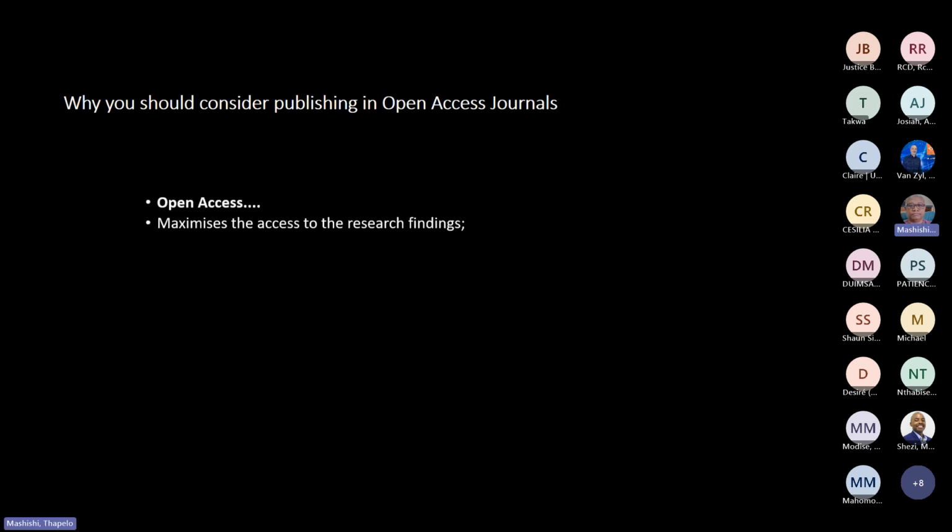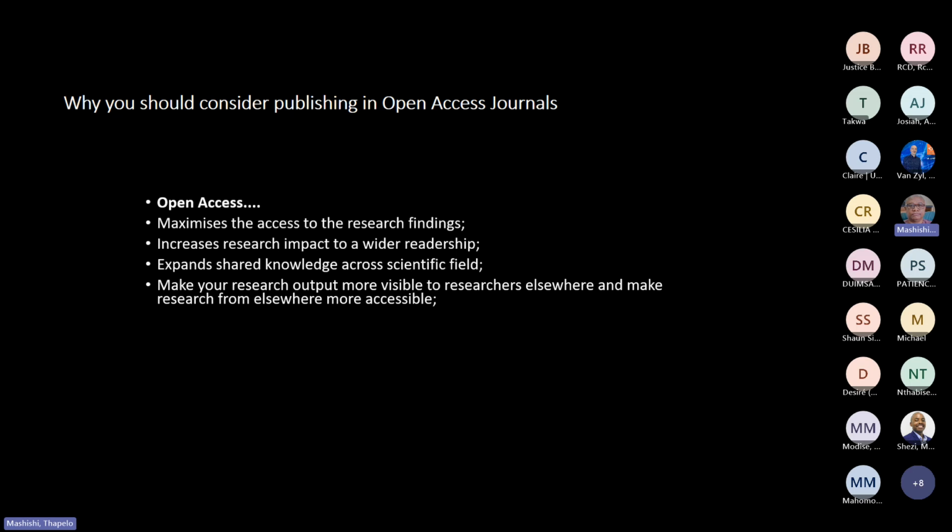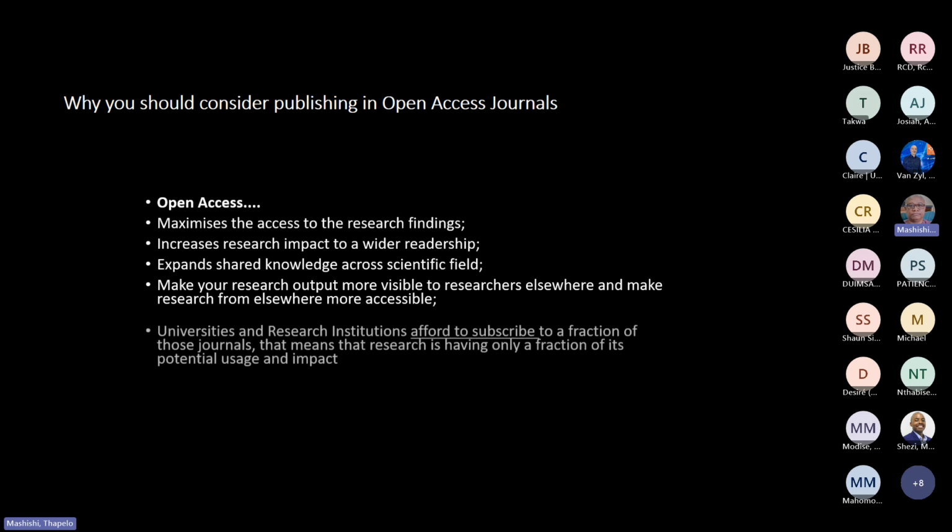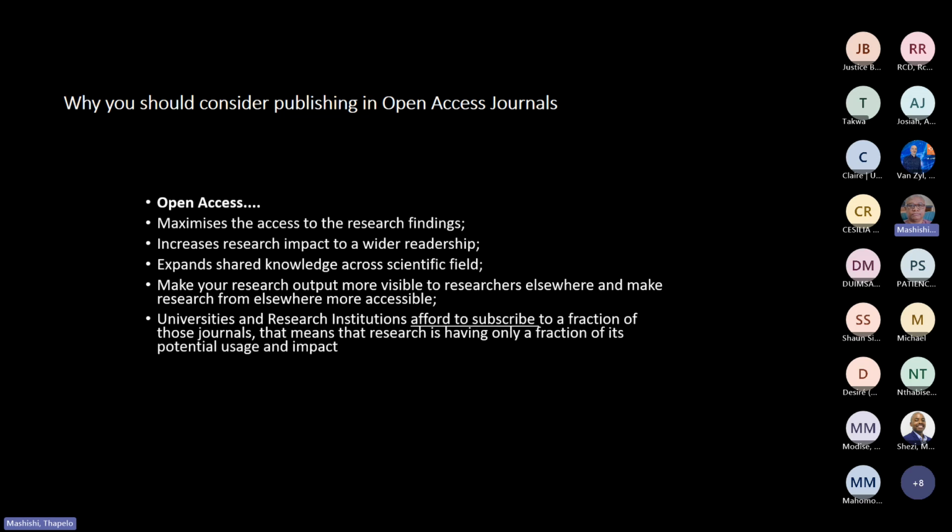It maximizes access to research findings, increases the research impact, avoids limiting the readership, and expresses knowledge shared across scientific fields. It makes your research output more visible to researchers elsewhere, and makes research from elsewhere more accessible. University researchers cannot afford to subscribe to a fraction of those journals. That means research has only a fraction of its potential usage and impact. This also increases the citation impact of the author, and over time increases the journal impact factor.